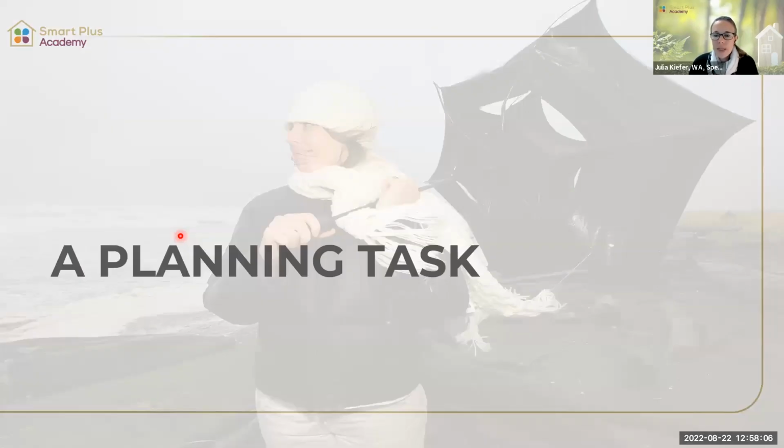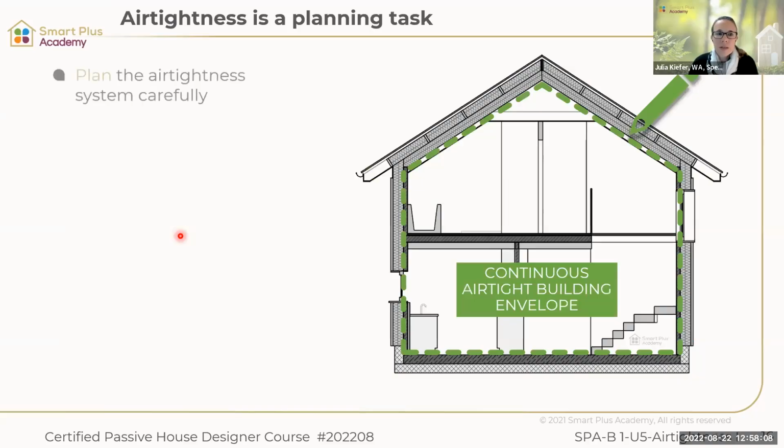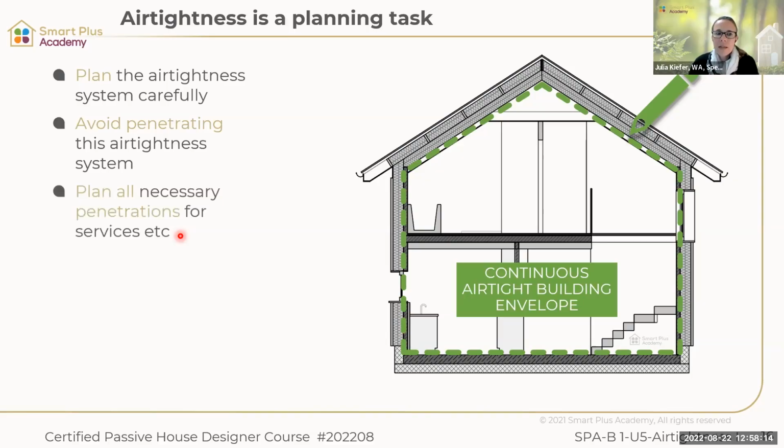Good. Then air tightness is a planning task. So plan the air tightness system carefully, avoid penetrating the air tightness system. And obviously we need to penetrate it at some point, but plan all those penetrations for services and so on. Plan them carefully and plan all changes of direction or material.